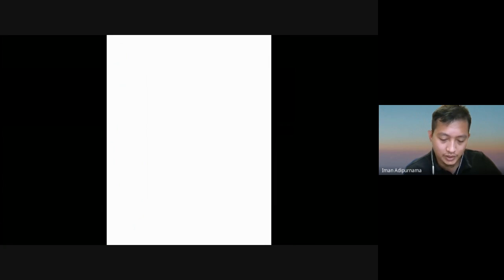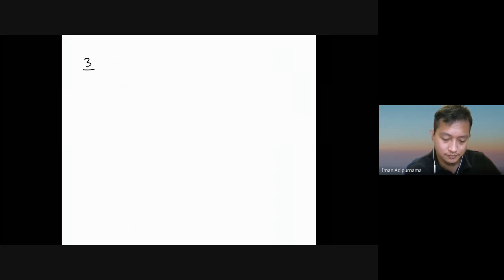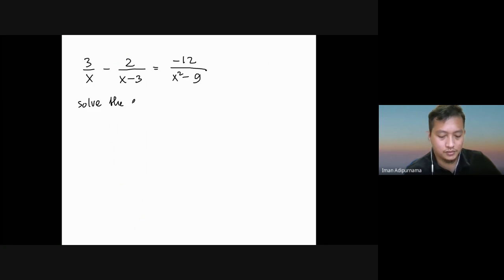How about if we have equations like this, and then you need to find the solution? Solve the equation, meaning you need to find the solution.